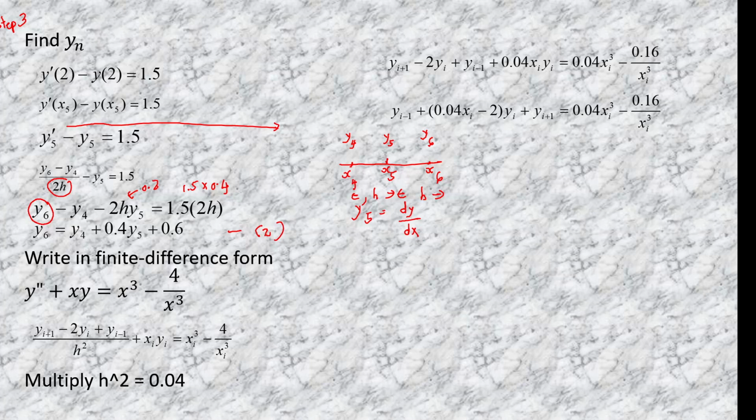And then step number 4. In the finite difference form, given this second order differential equation, y double prime plus xy equal to x cubed minus 4 divided by x cubed, replace the second derivative by yi plus 1 minus 2yi plus yi minus 1 divided by h squared. So xy discretized, we have xi yi. On the right hand side, equal to xi cube minus 4 divided by xi cube.